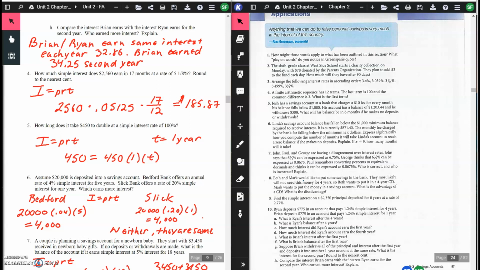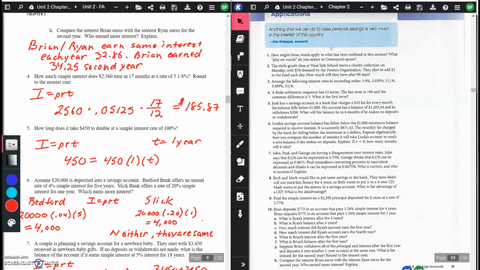Okay, we're trying to figure out how long it will take. All right. So 450 times 1 is 450. So you have 450T. Okay, so 450T equals 450. When you divide both sides by 450, T is going to equal 1 year.